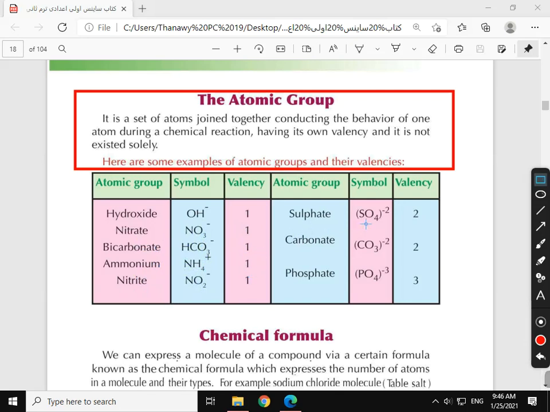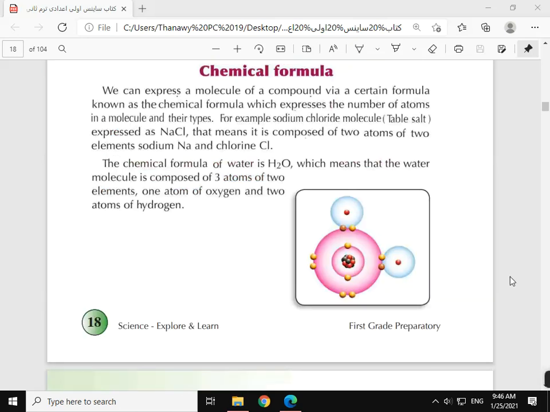Sulfate SO4, divalent. Carbonate CO3, divalent. Phosphate PO4, trivalent. Why must we keep these atomic groups? Because they will help us in writing the chemical formula of a chemical compound. We can express a molecule of a compound by a certain formula, and this formula is known as a chemical formula.